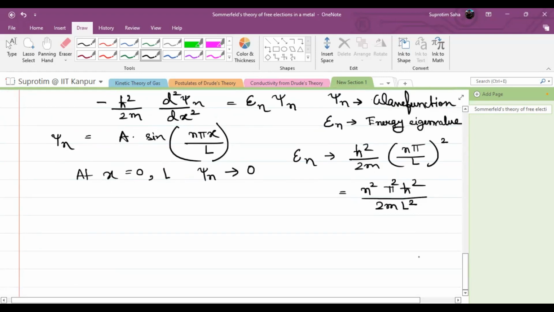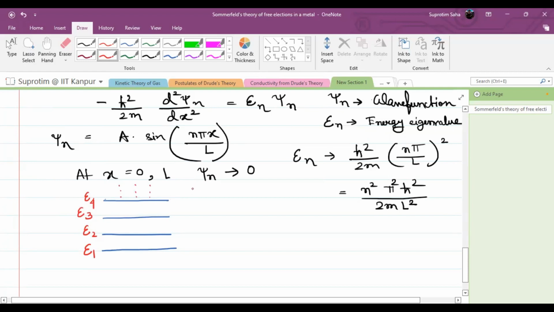So corresponding to different energies, there will be different levels. If this is your picture, this is the first level, this is the second level, this is the third level, so on and so forth. So this is your epsilon 1, this is your epsilon 2, this is your epsilon 3, and this is your epsilon 4, and it continues in that fashion.